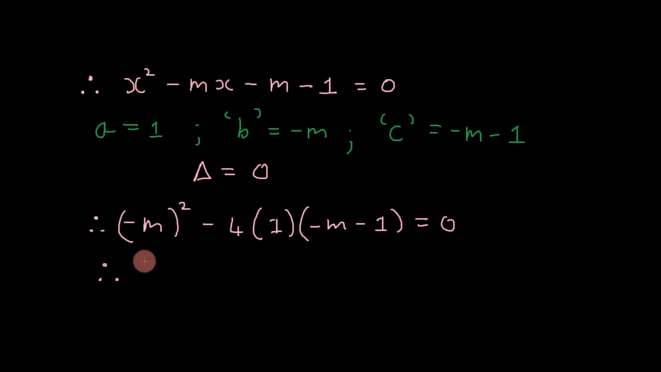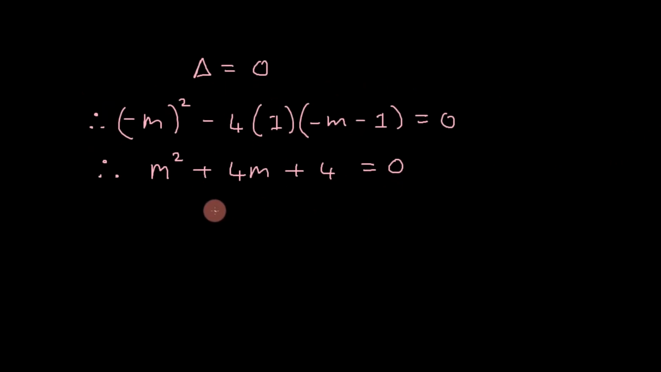So we can multiply out. We get m squared. A minus times a minus here is a plus. So 4 times m here is 4m. And then negative 4 times negative 1 is positive 4. And this equals 0.